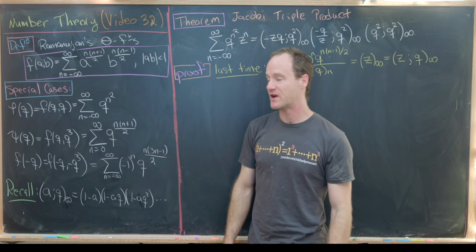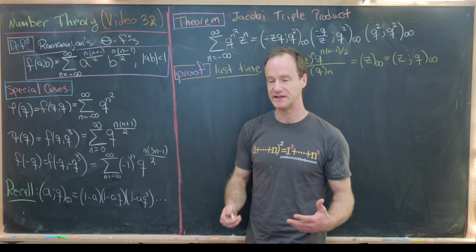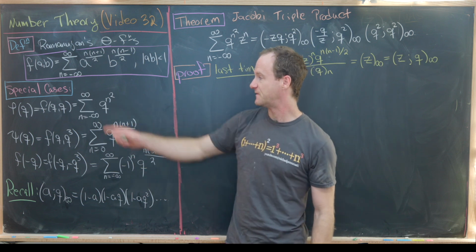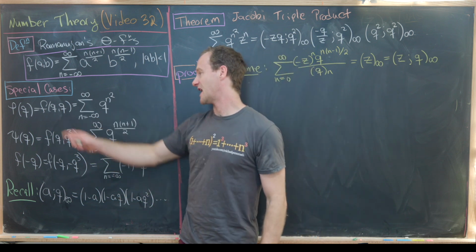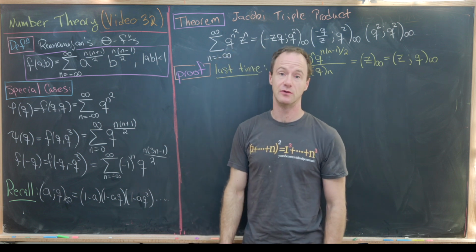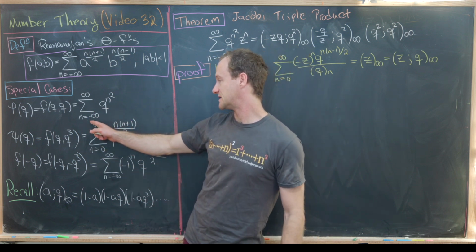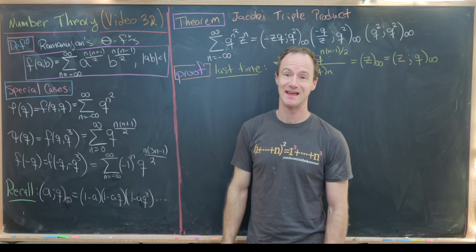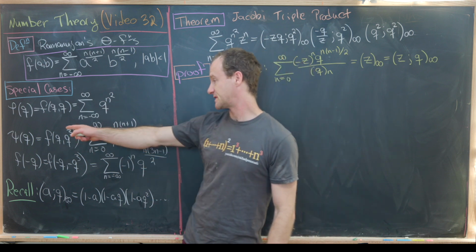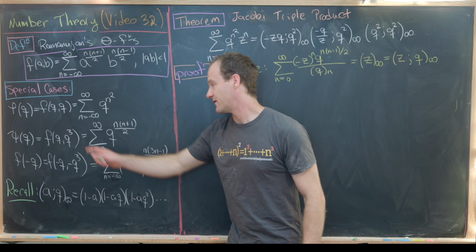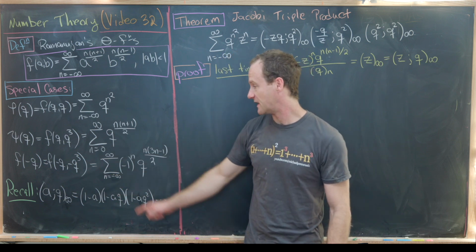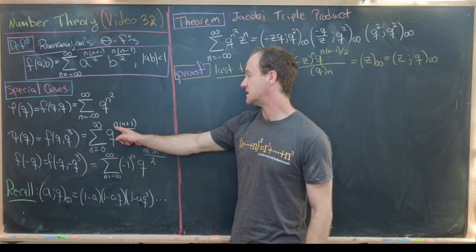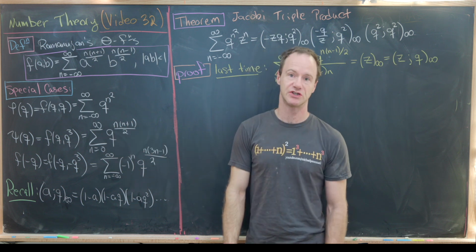So there are a couple of very special cases of this which will lead to some nice results, and I've given those right here. There's phi of q, which is this f evaluated at q, q. So that's going to be the sum as n goes from minus infinity to infinity of q to the n squared. Then there's psi of q, which is f of q, q cubed, and that's going to be the sum as n goes from 0 to infinity of q to the n times (n plus 1) over 2.